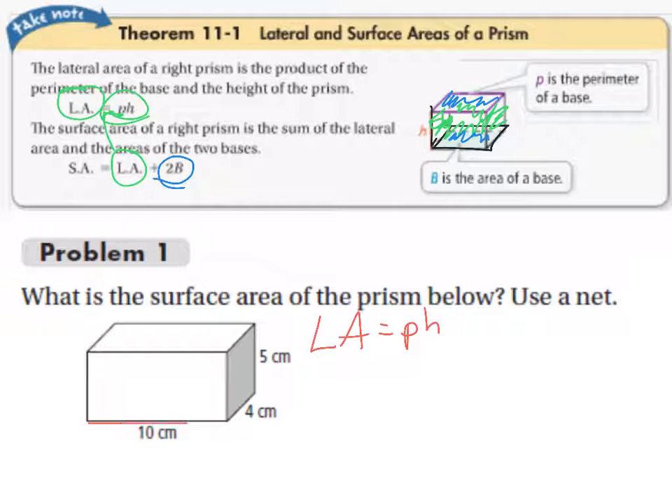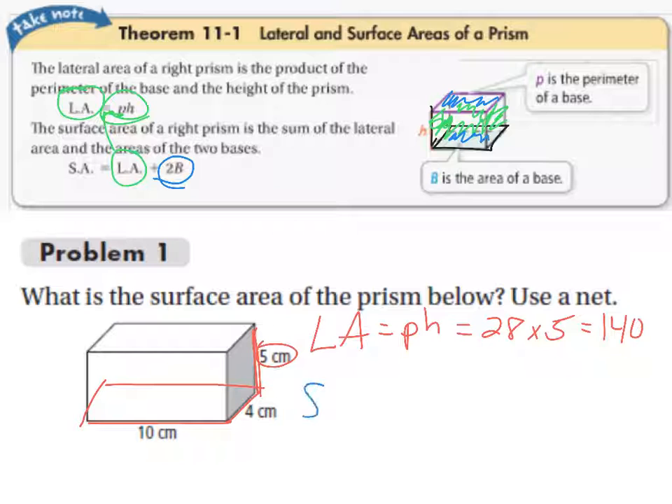Well, our base is down here. It's got a length of 10 and a length of 4. And so opposite of the 10, over here is going to be another 10, and over here is going to be another 4. So 10 plus 10 plus 4 plus 4 should give us a perimeter of 28. And the height is going to be right here at 5. So 28 times 5 should get us 140 as a lateral area.